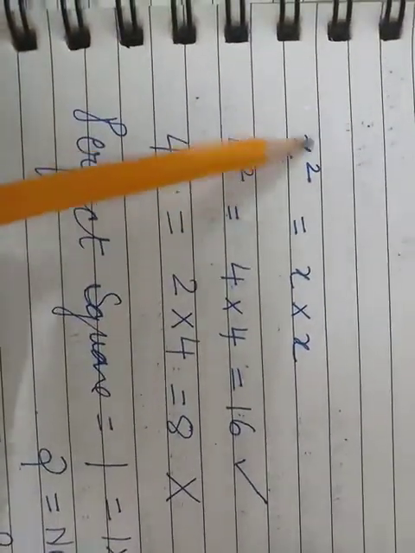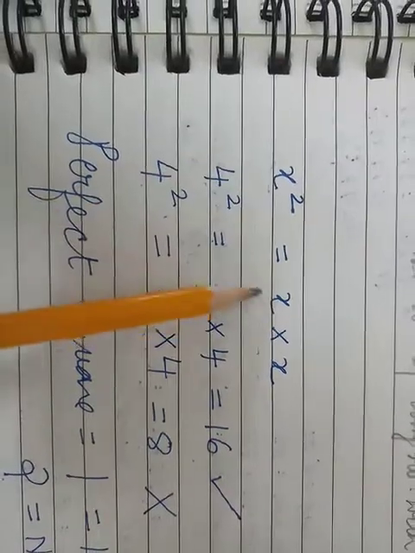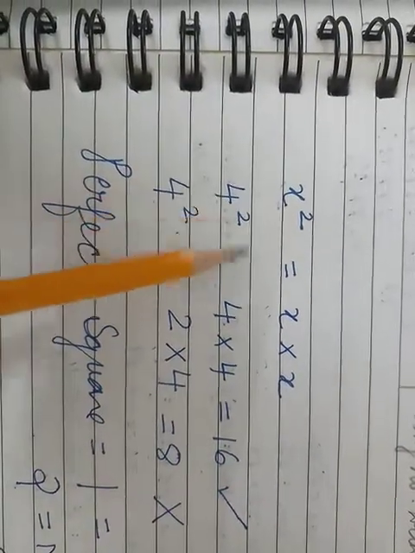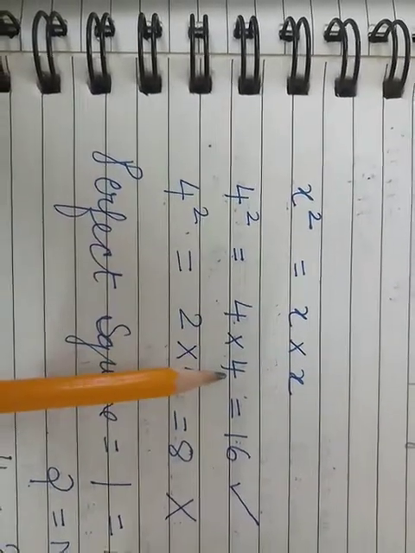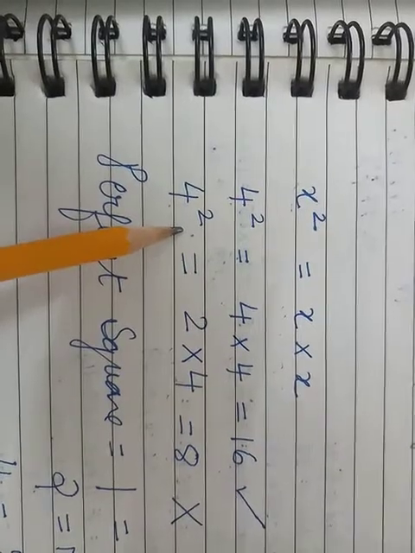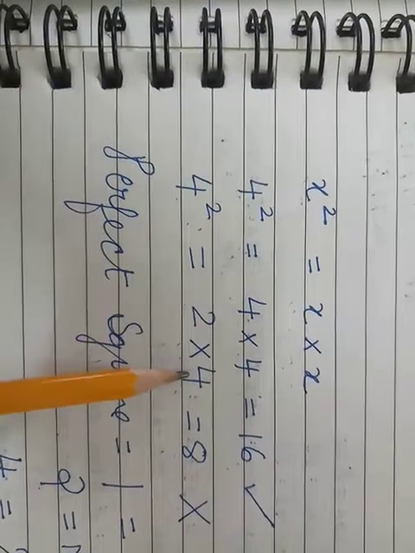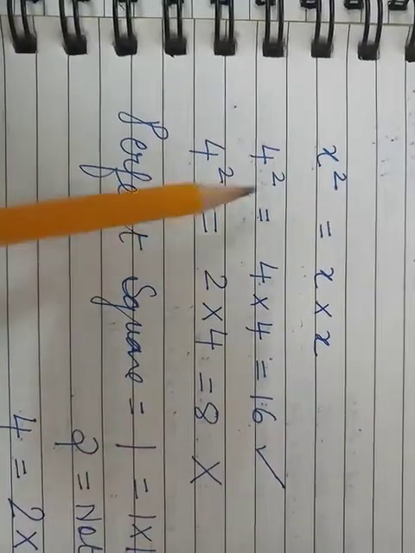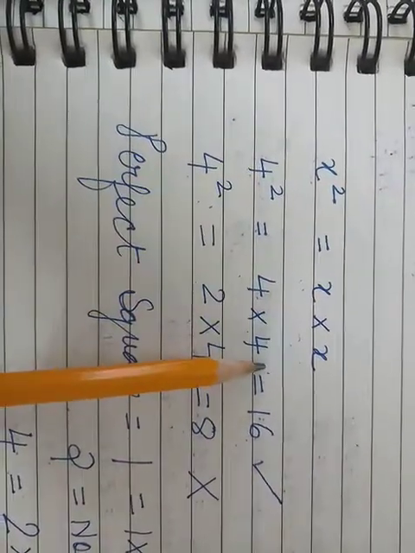So what does the word square mean? If I say x square, it means x into x. If I say 4 square, it means 4 into 4, that is 16. But by mistake, a few children understand 4 square as 2 into 4. That is wrong. Okay? It's not 2 into 4. 4 square means 4 into 4.